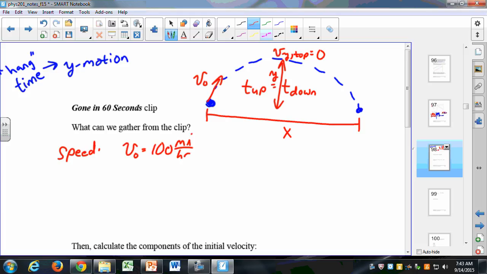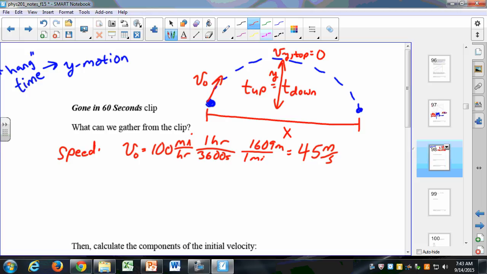Of course, we need to convert that to SI units. So in 1 hour, 3,600 seconds. 1 mile is 1,609 meters. And that gives us 45 meters per second. So if you're going about 100 miles an hour, it's about 45 meters per second. In 1 second, you cover about 45 meters.